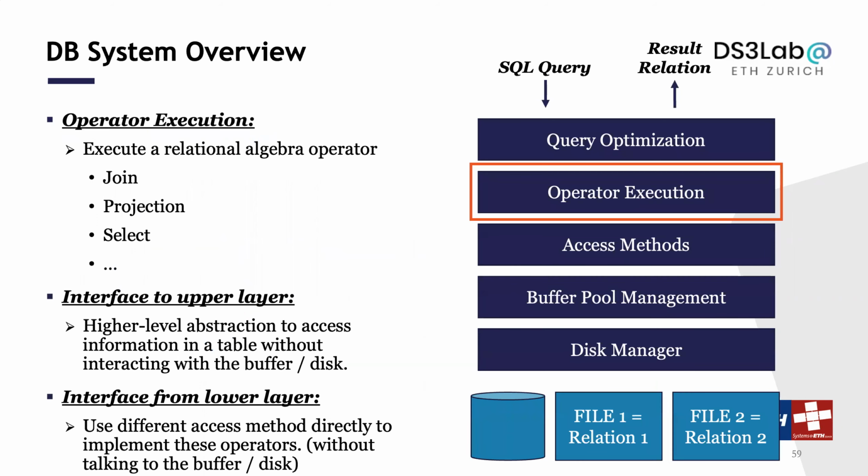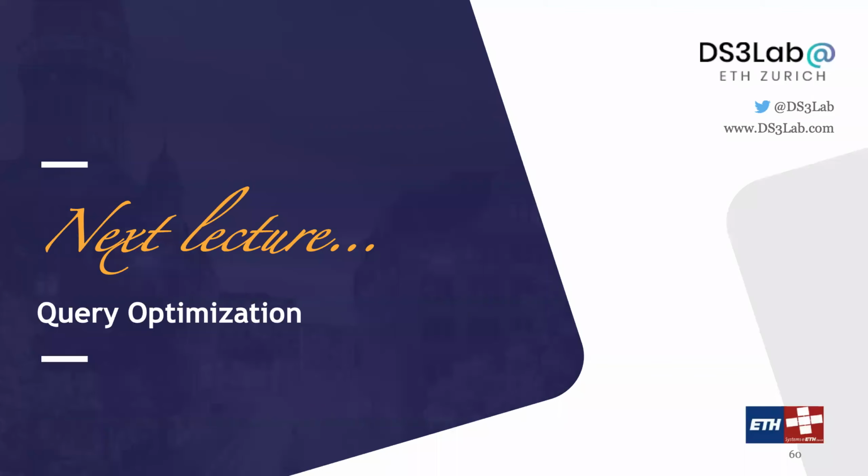So this is what we have. We talked about all four layers. In the next lecture, we are going to move one layer up, and we are finally reaching the query optimizer, which is going to take as input a SQL query and compile it into a whole bunch of relational algebra operators and run them. Okay, so that's all for today. If you have any questions, I'll be here to answer them. Otherwise, I'll see you guys on Wednesday. Thank you.